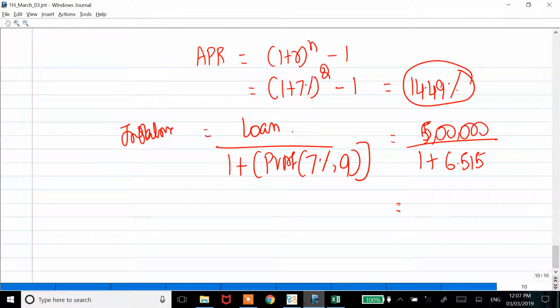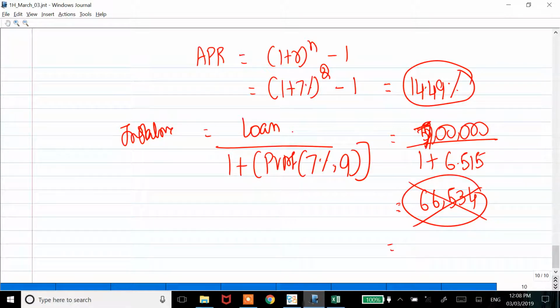5 lakh divided by 7.515, 66,000. Which one? 5 lakhs, no? Original loan. Whatever be the amount, I am not really bothered about it. I think we worked with a 5 lakh loan, no? Sorry, 7 lakhs, sorry. The important part is the concept rather than that amount.